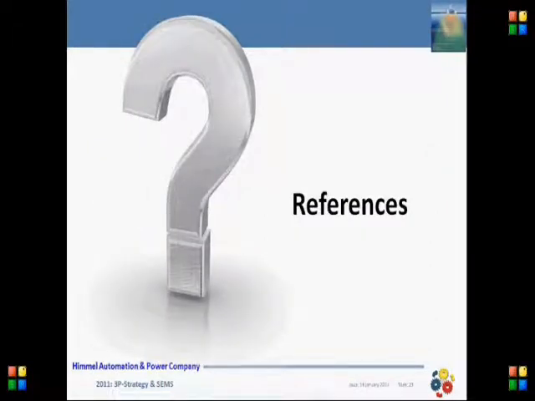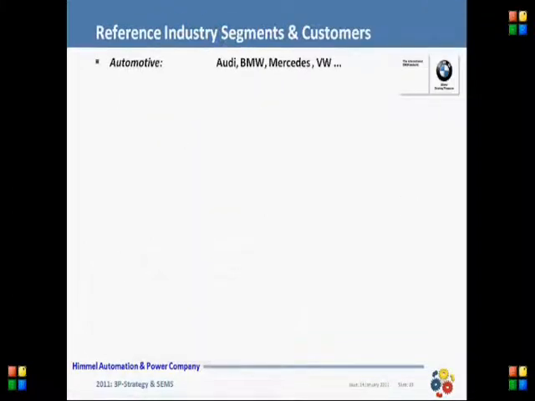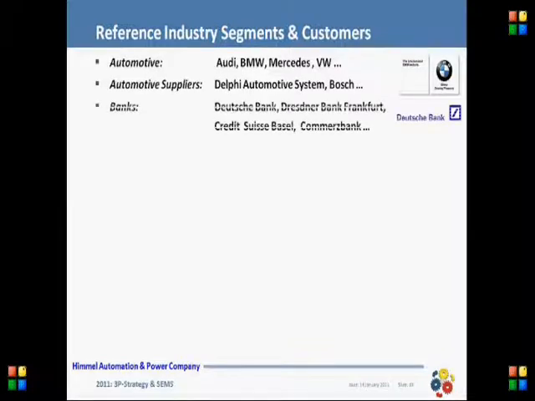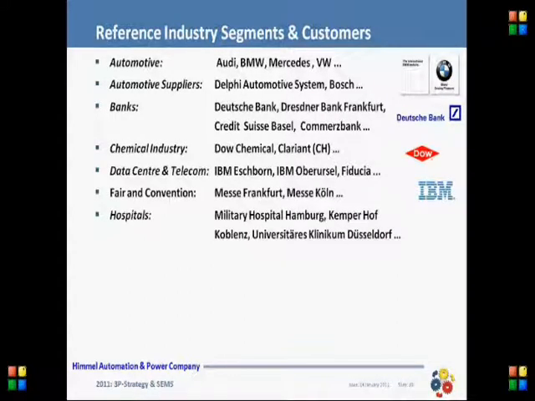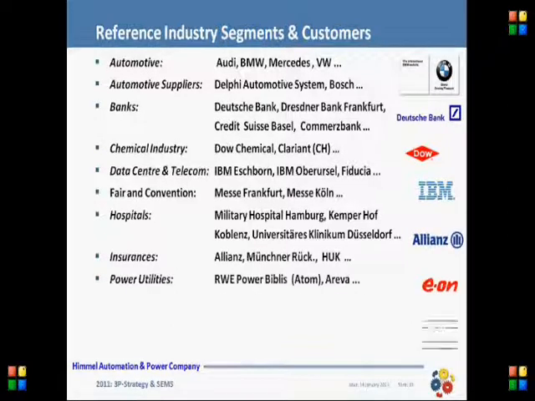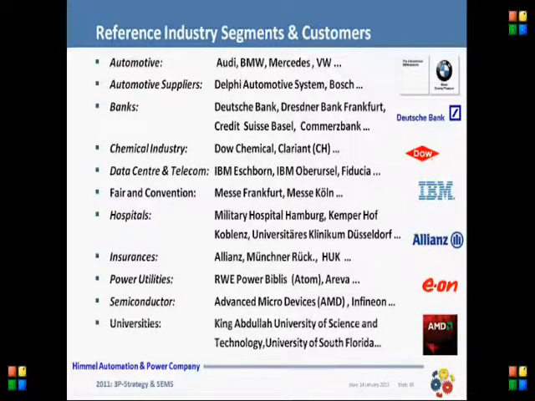Now coming last to the references where this SCADA system is installed. The list is very long, so I'll go in a very fast way. It's automotive. You can see the famous car manufacturers, Audi, BMW, Mercedes, Volkswagen. Then you have automotive suppliers, banks, chemical industries, data centers, fairs, okay, these exhibition centers, hospitals, insurances, power utilities, semiconductors, the universities. For example, this latest is King Abdullah University of Science and Technology and the University of South Florida, that was done last year.